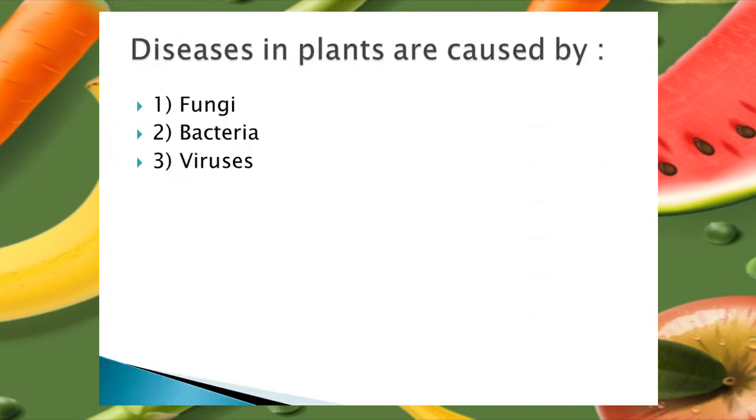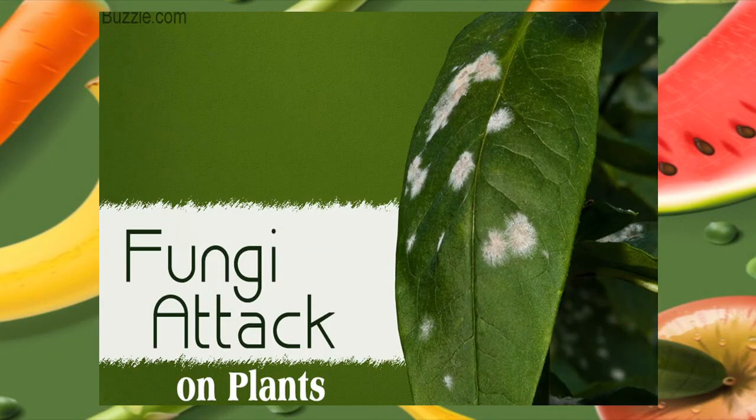Diseases in plants are also responsible for reduction in the crop yield. The diseases in plants are caused by three different agents. First are fungi, second bacteria and third viruses. Here you can see the condition of leaf due to fungal attack on the plant. So it reduces the yield of the crops.